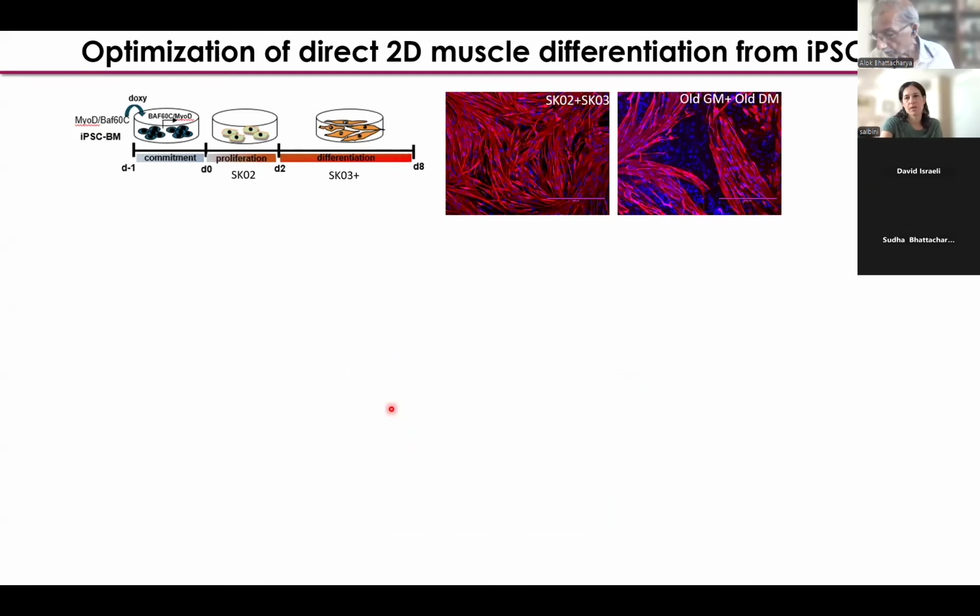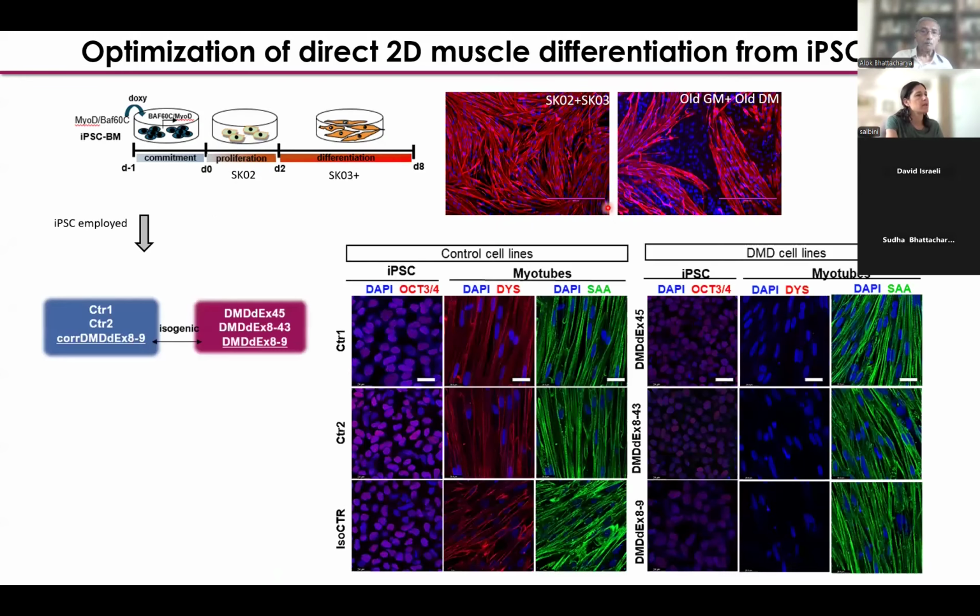Here is an optimization that we have done to generate myotubes in 2D by just switching to commercial medium with our protocol. By using this combination of commercial media in the transgene-based protocol, we have 100% myotubes. And here is the differentiation potential of control versus DMD cell lines in 2D. Those are cell lines that we have in the lab, and I also have a pair of isogenic cell lines. One is mutated, the other one is corrected by CRISPR-Cas9. I will be showing this isogenic pair because there we don't have the variability of the genetic background.